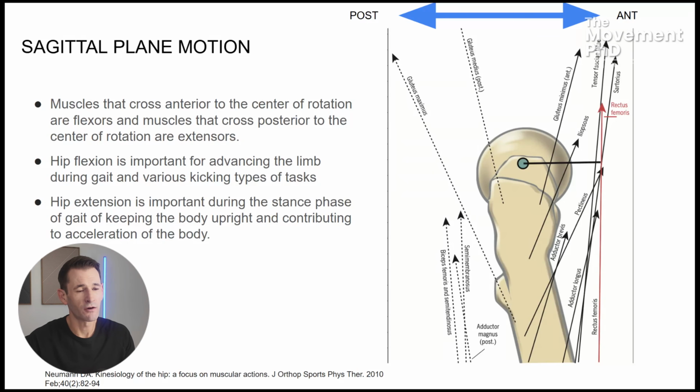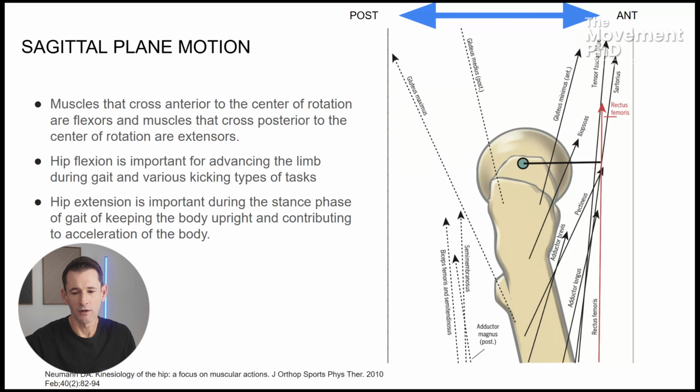Any muscle that crosses anterior to your hip joint, that's going to be a hip flexor. Any muscle that crosses posterior to that hip joint, that's going to be a hip extensor. So I put this graph up here with the moment arms for a lot of muscles for a reason, to show that not only the muscles we typically associate with hip flexion or hip extension, but also some of our adductors and abductors are involved in that hip flexion and hip extension. I'm going to highlight one important one right now, and we'll come back to it again later.